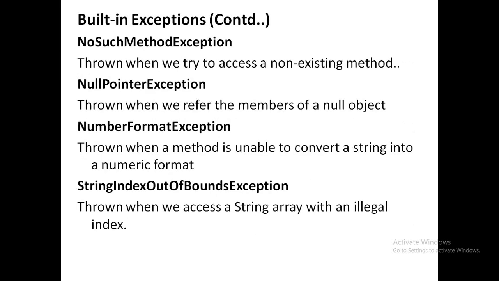No such method exception. This exception is thrown when we try to access a non-existing method. Null pointer exception. This exception is thrown when we refer to the members of a null object. Number format exception. This exception is thrown when a method is unable to convert a string into a numeric format. String index out of bounds exception. This exception is thrown when we access a string with an illegal index.